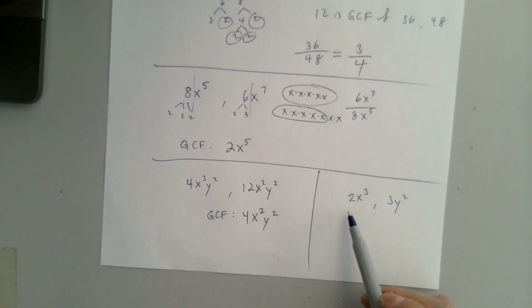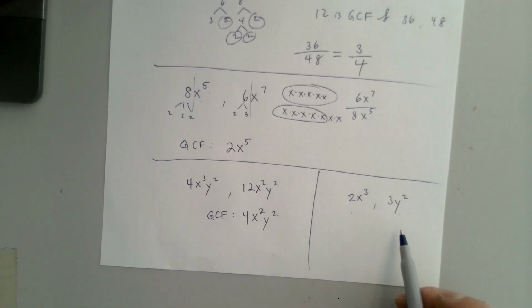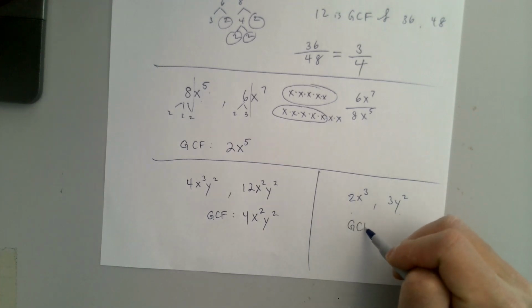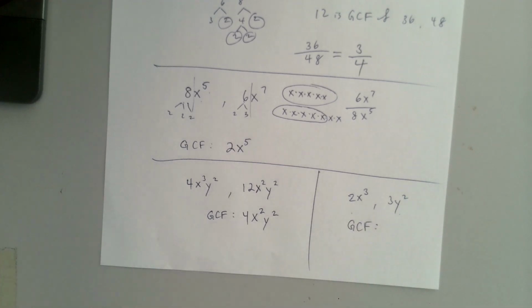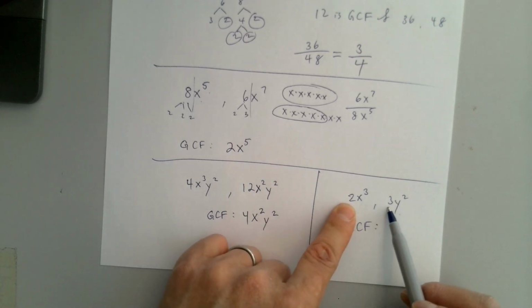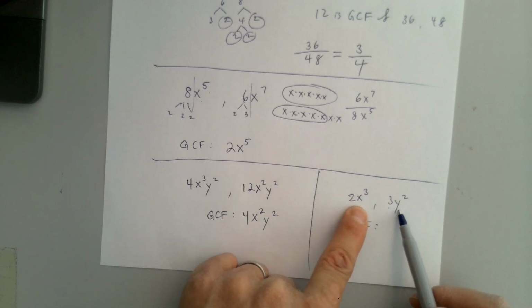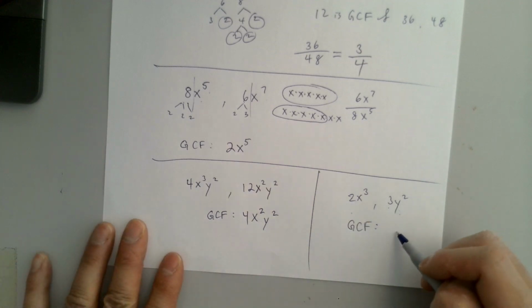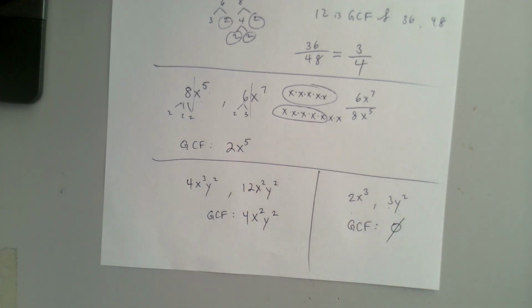Two x cubed, 3y squared. We're searching for the GCF. Now you'll notice 2 and 3 are prime, so they don't share any factors. And the variables are different. I have x's here and y's here, so they don't share anything either. So there is no GCF in this case.